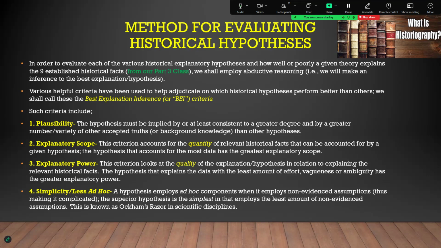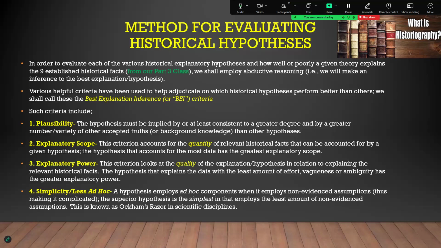Explanatory scope is a criterion that looks at the quantity of facts that a hypothesis can cover. Obviously, if one hypothesis can cover all nine of the facts, that's better than a hypothesis that can only explain three of them or five. Then we have explanatory power, the qualitative criterion. It asks not just how many of the facts you can explain, but how well you explain them. Is there vagueness, or does it take effort to force it to fit the data? Is there any ambiguity? That's what explanatory power is.